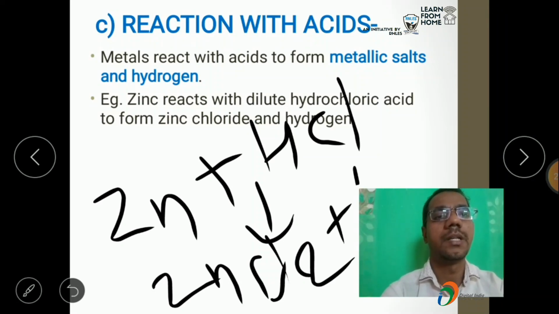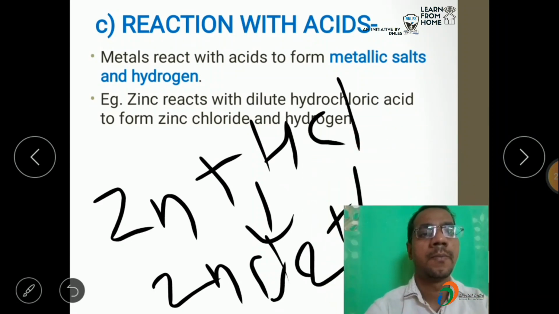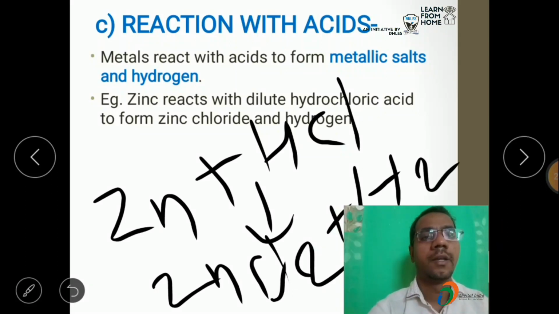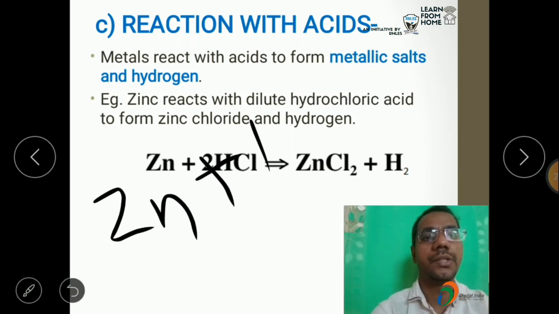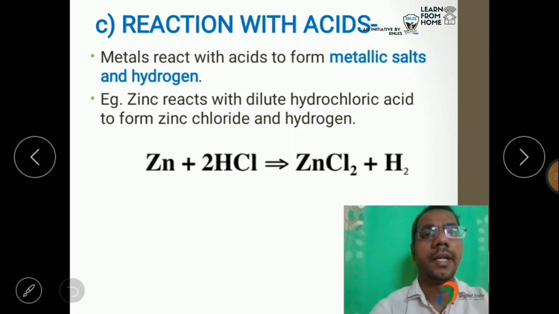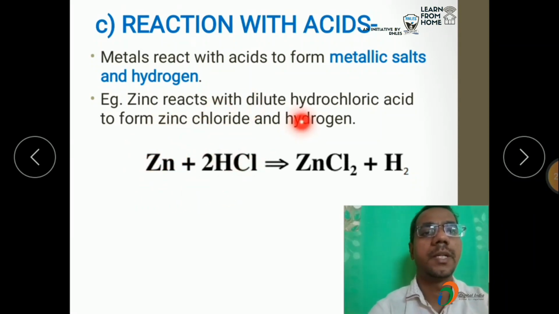ZnCl2 plus which gas is evolved? Hydrogen gas is evolved. Okay, it means this is a salt, ZnCl2. ZnCl2, this is a salt. You can check here, this Zn reacts with this Cl to form ZnCl2, and hydrogen gas is evolved.